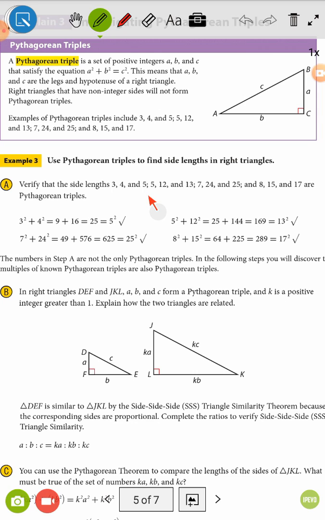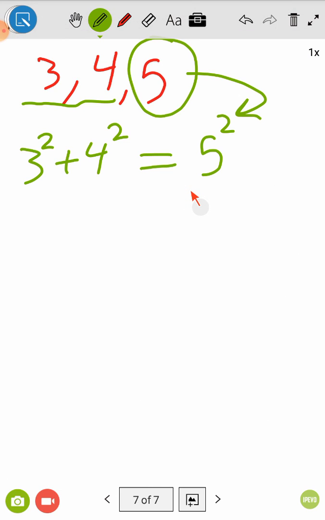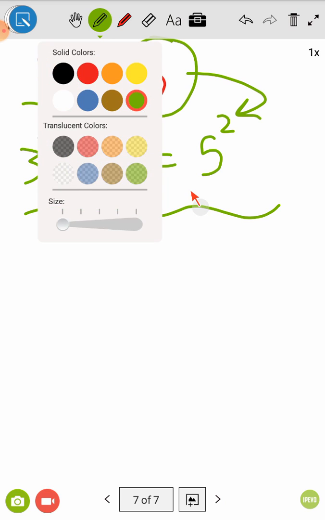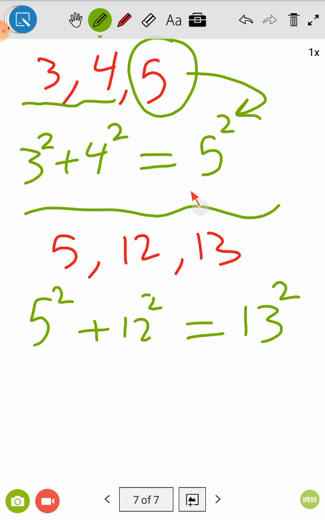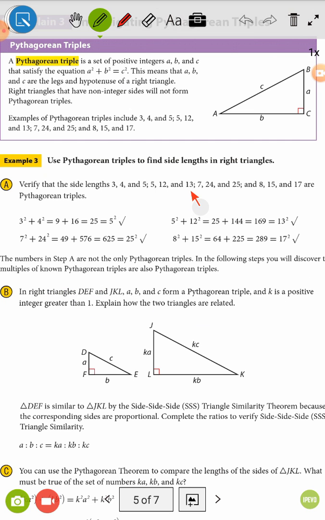Another example here. He told me 5, 12, 13. Okay, we will find 5 power 2 plus 12 power 2, and check if they are equal to the greatest one. Using a calculator you can check. So we have a right triangle. Yes, they are equal. 5 power 2 plus 12 power 2 equals 169. It's equal to 13 power 2.